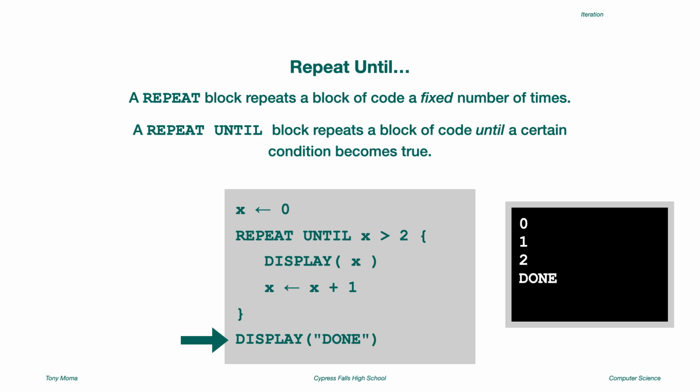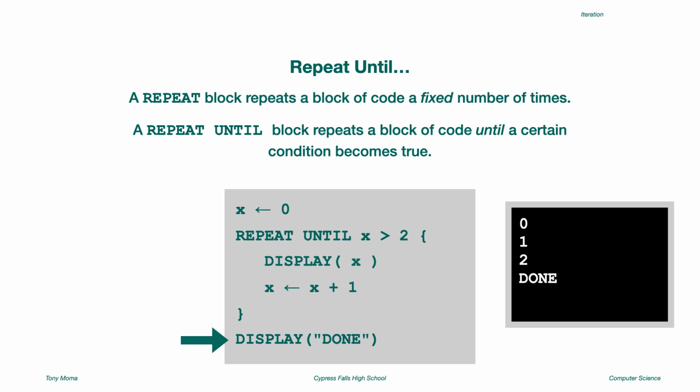Done gets displayed to the screen. Notice that because the display done statement was not inside the curly brackets, it did not get executed repeatedly because it was not a part of the repeat until block. Hence, it did not get executed until the repeat until block was finished.